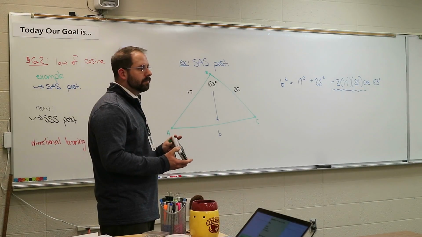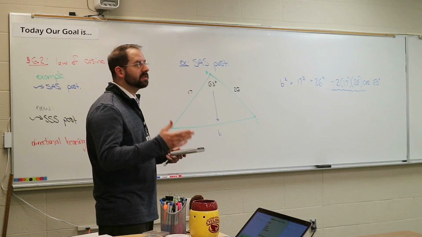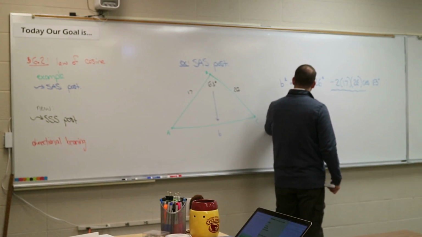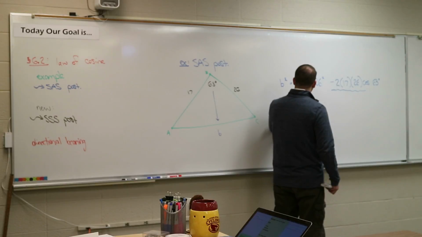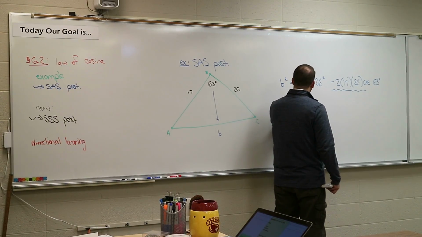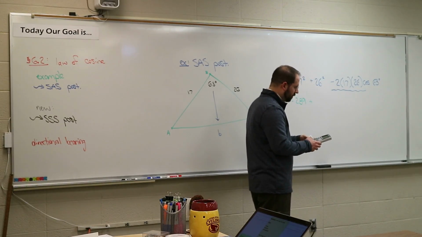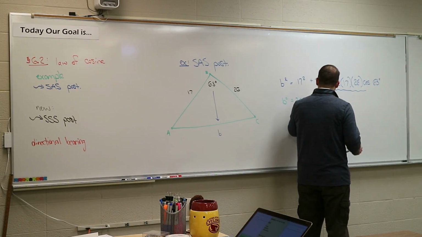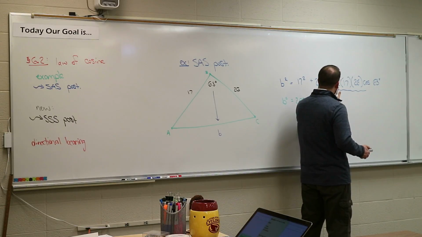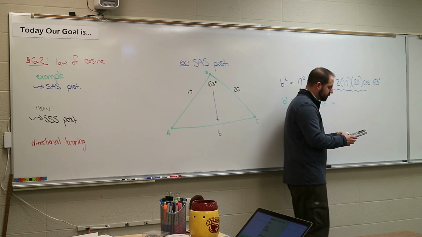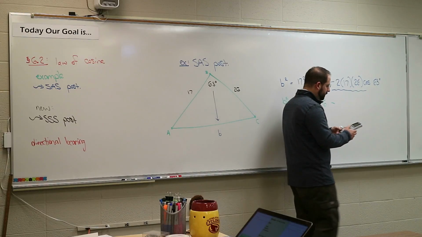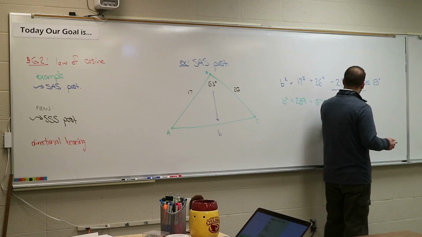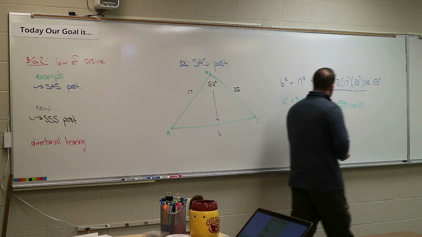You can use whatever type you want as long as you have some of the scientific keys. Okay, 17 squared should be 289. 26 squared is 676. 676 minus, now we're going to take 2 times 17 times 26, which is 884. Cosine 63 is 0.454. 884 times that is 401.327.